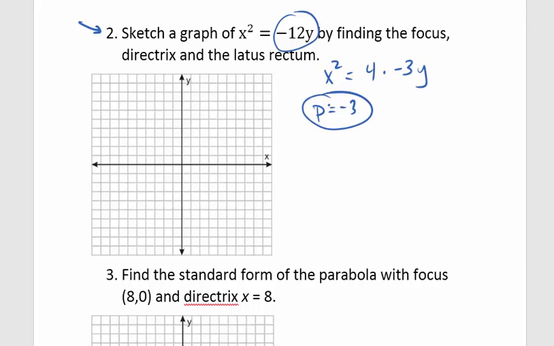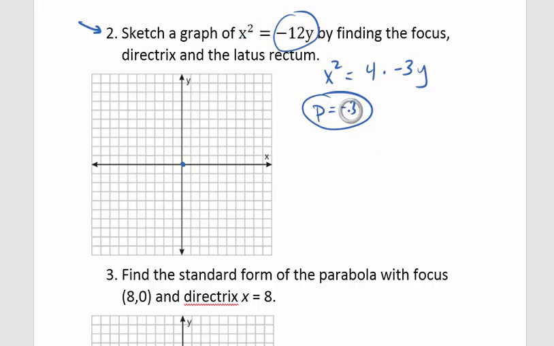Okay, that's going to help me now find the focus, directrix, and latus rectum. Notice if I look back at my graph here, there are no shifts. I don't have an x minus or plus anything, a y minus or plus anything. So I know the vertex of my parabola is going to be right at the origin. Okay, p is negative 3. This is an x squared parabola, so that means it's opening up or down.